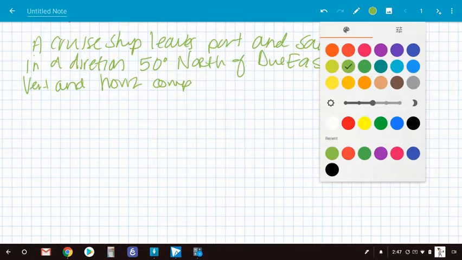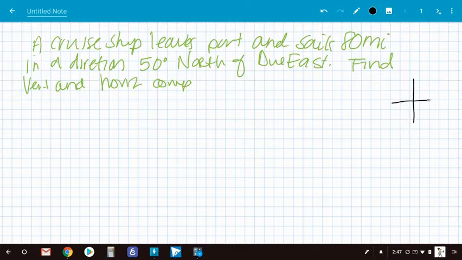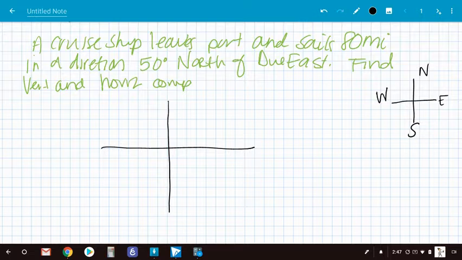I'm going to draw a picture. And something that I find helpful for me, and you guys all have one of these, like never eat soggy waffles, whatever your little thing is to remember north, south, east, and west. But just thinking about what these directions mean all the time. So it says 50 degrees north of due east. So if I start east and then move up 50 degrees, okay, that is where my angle will be. So since I started at east and moved up towards north, that's where my angle is.